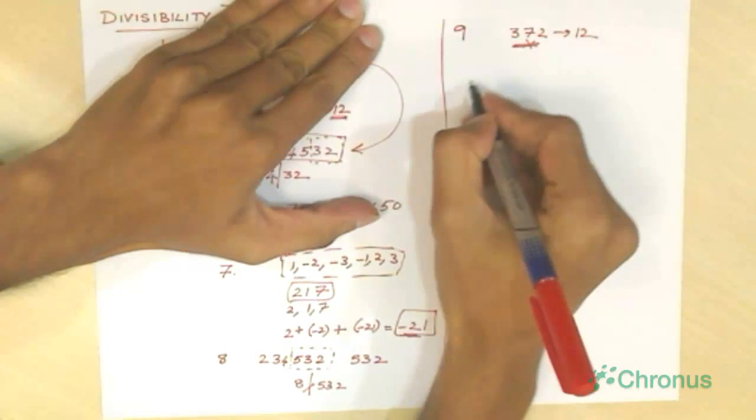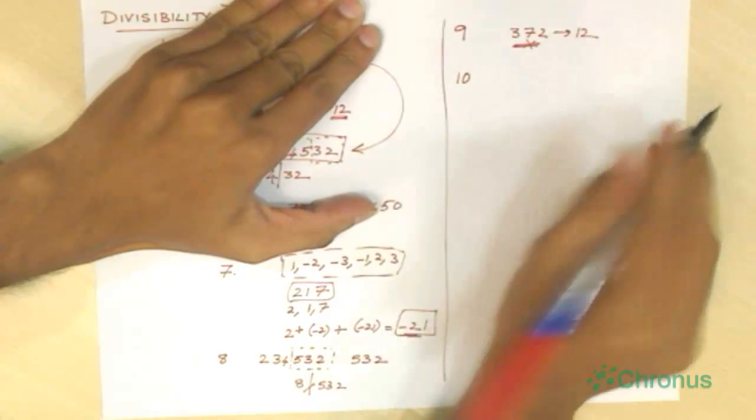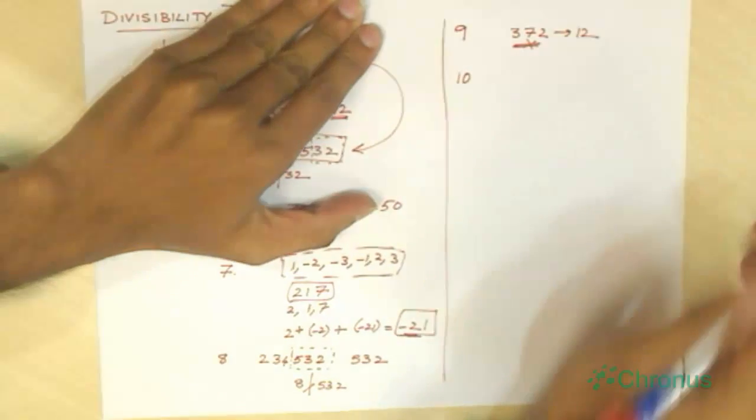A number is said to be divisible by 10 if the units digit of the number is 0. It's quite obvious.